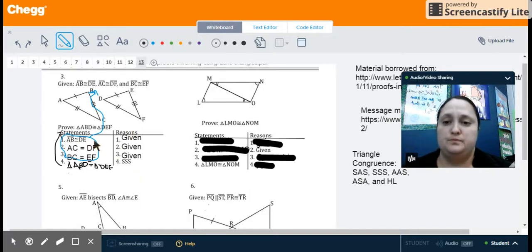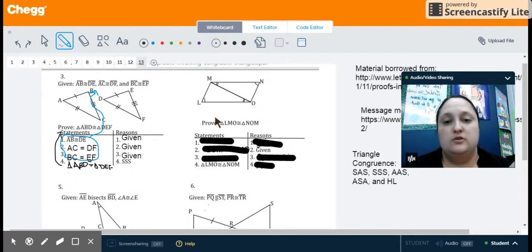Okay. So these three are all given. So all these reasons are given. And because they're all marked, this is going to be side, side, side. Now, generally the last thing in the two-column proof on the statement side will be what you're asked to prove. Now, what I always tell my students is you never write the word proof in a proof, but they generally always will at some point.